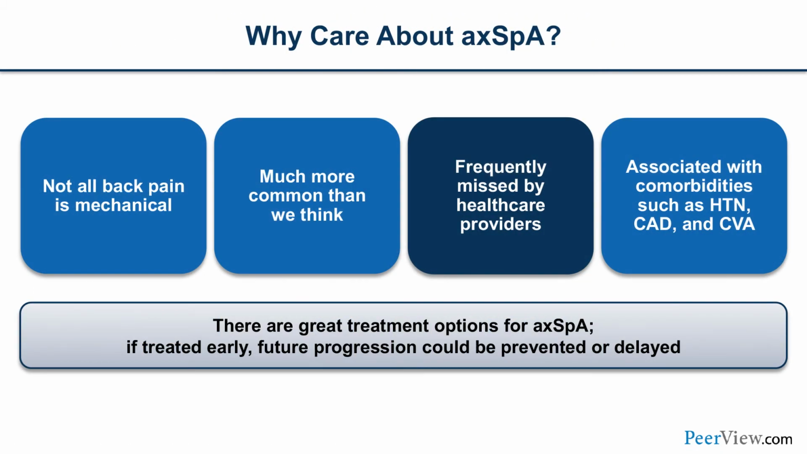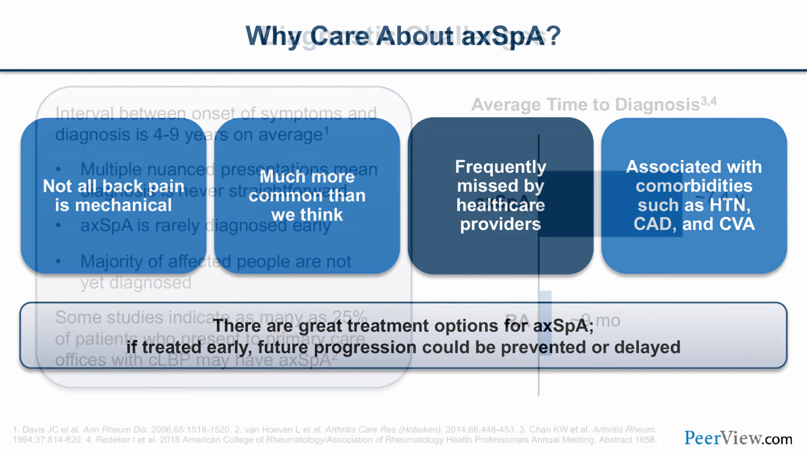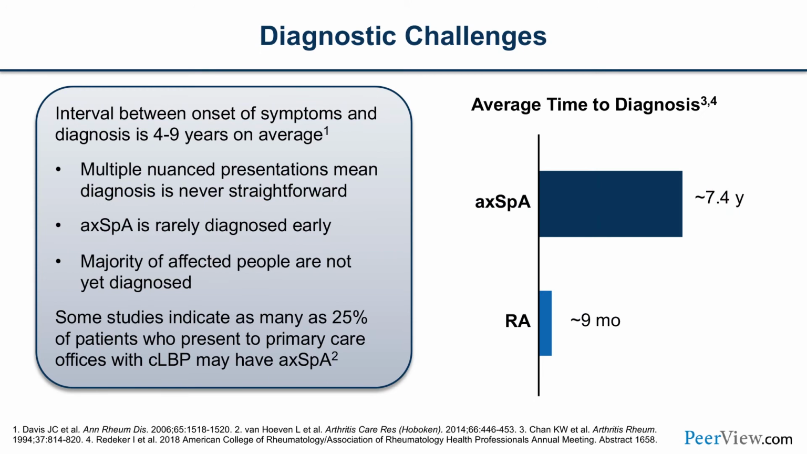So another reason to care about this is the diagnostic challenges, and we can solve this under-recognition by some very easy measures. Let me point out to you that the consequences of this under-recognition are quite strong: the delay in diagnosis is often 5 to 10 years, and the majority of people today are undiagnosed and not receiving specific care. Some studies show as many as 1 in 4 patients who present to primary care offices with chronic low back pain have some version of r-axSpA.